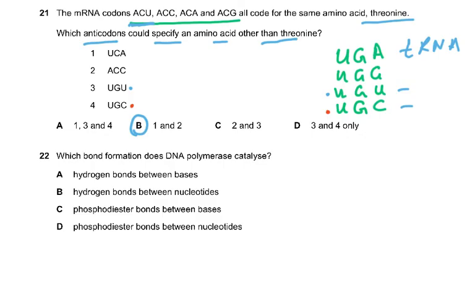Which anticodon? So you have to see which one. So you can see I marked them. So UGU is here, UGU is here. Then we have UGC here and UGC here. Now these two are not anywhere to be seen. So that's why it says which anticodon would specify for an amino acid other than threonine. So that is why the answer is B.